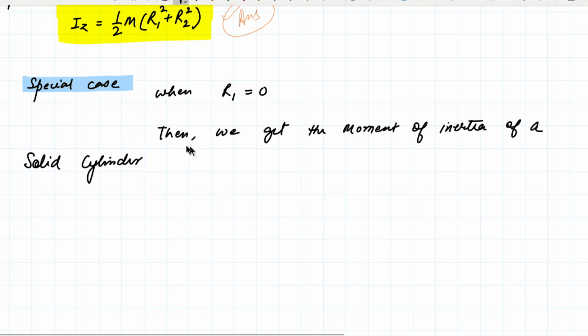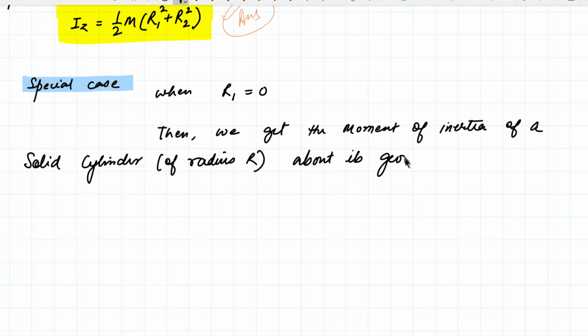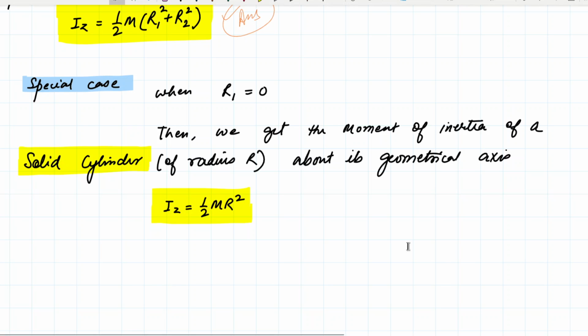So then we get the moment of inertia of a solid cylinder of radius r about its geometrical axis. Okay, so that becomes Iz is equal to half M r square. This is the answer for a solid cylinder. All right, this is clear? Yes, sir.